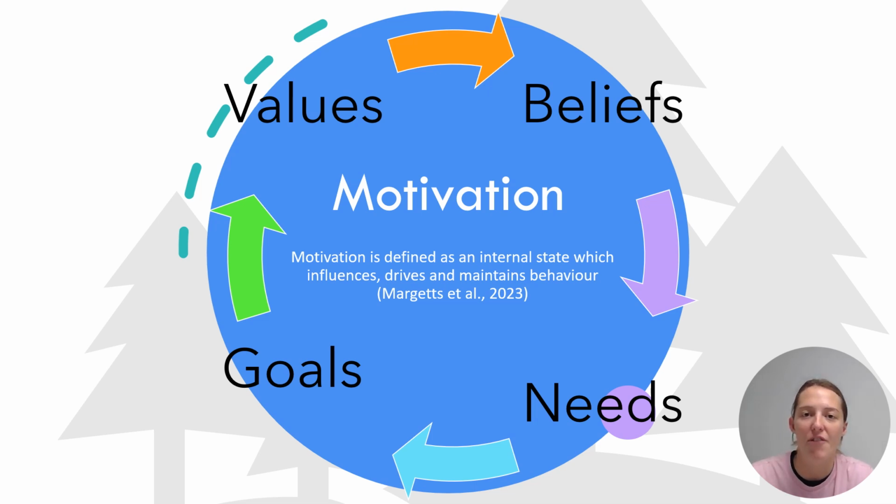So motivation is defined as an internal state which influences, drives and maintains behaviour. Now, like my little diagram, it encompasses the values, beliefs, goals and needs of an individual. And the reason why I put the little trees in the background is that we need to be able to understand a person's environment and context surrounding those components to better understand what motives and behaviours that person is going to adopt.